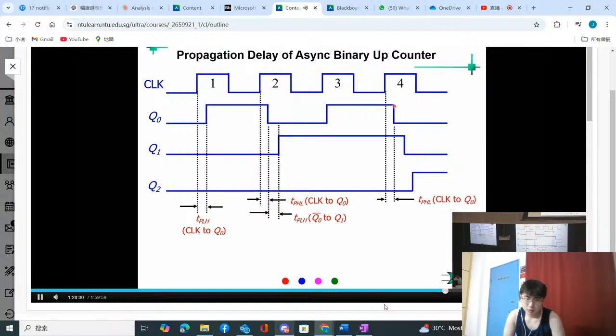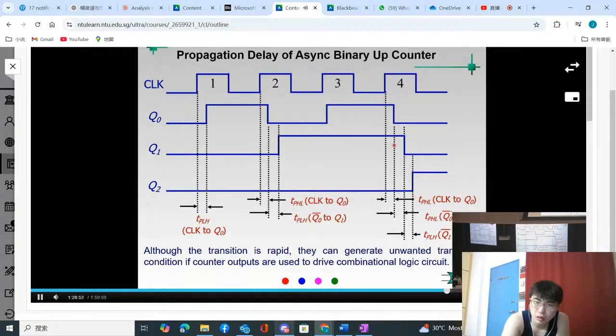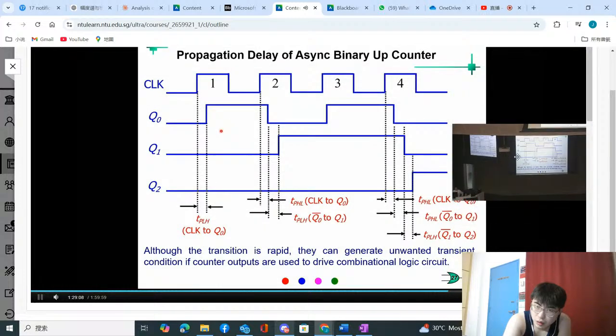Subsequently, come to the fourth clock cycle. Then you have a first propagation delay, which is TPHL from clock to Q0. Second propagation delay, TPHL from Q0 bar to Q1. And also, you have a TPLH from Q1 bar to Q2. So you can see the Q2 will arrive after the ripple delay from the first part, second part, and third part. So the Q2 will have a very long delay. And this very long delay sometimes makes the counting very difficult.